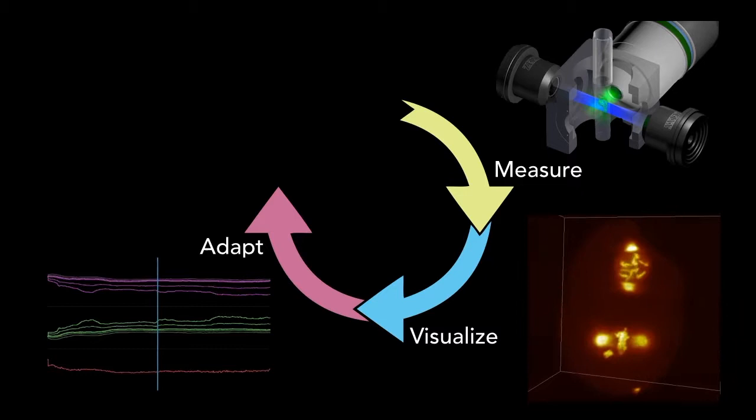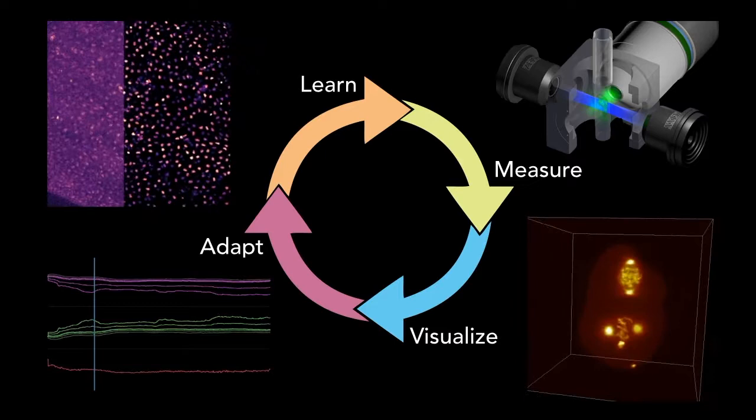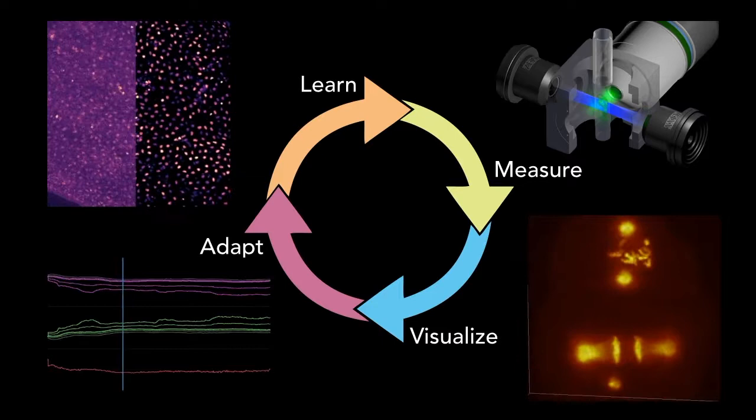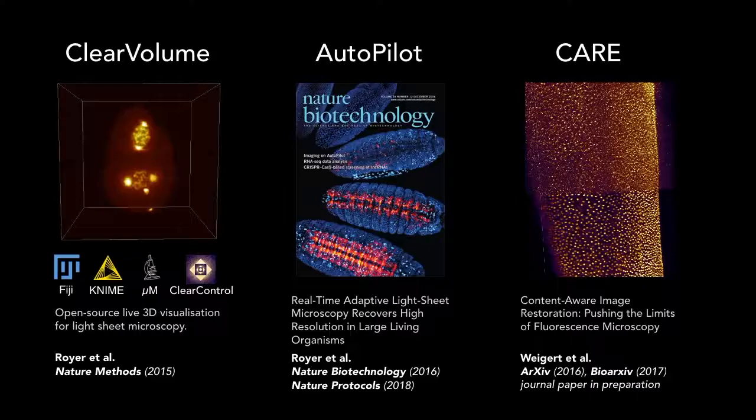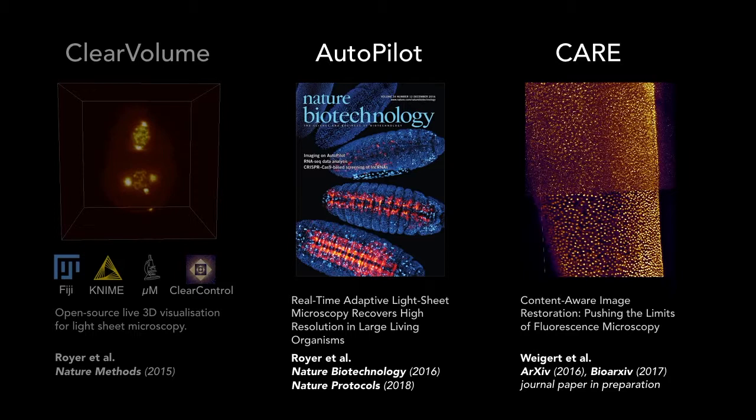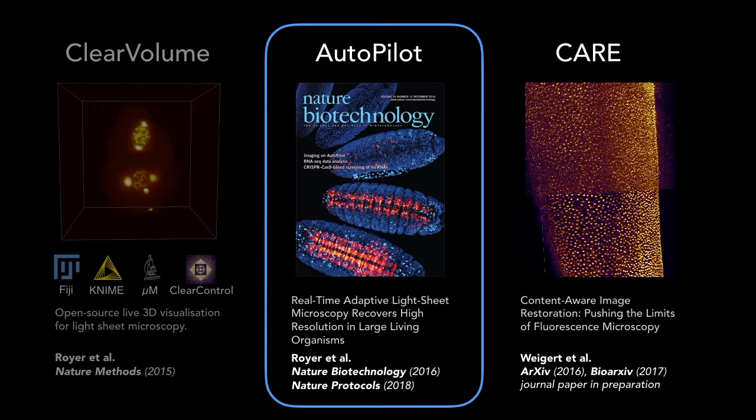And then going forward, we have developed some machine learning algorithms to improve the quality of the images, and we will have that running in real time also on the microscopes. I will not talk so much about something that has been quite popular in the field, which is 3D visualization, both offline and in real time on the microscopes. Instead, we'll focus on these two projects, the Autopilot and the CARE project. The Autopilot project is essentially how to turn these fancy light sheet microscopes into self-driving microscopes.